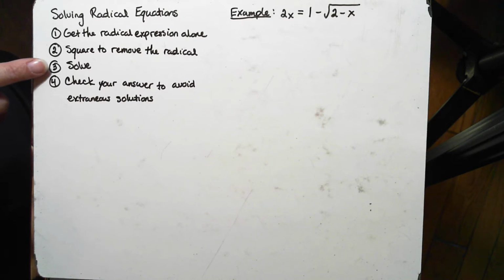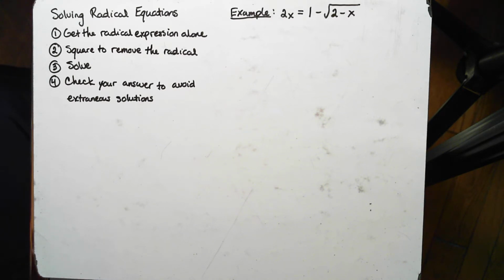Now we have to be careful because we squared. So it's really important to do step 4. You have to take whatever you get for x, put it back into the original equation, and make sure it actually does work. Because a lot of times with these, you'll get what we call an extraneous solution. Something that looks like it's going to work, but it actually won't because of this squaring that we did earlier. So let's do an example and I'll show you how it works.